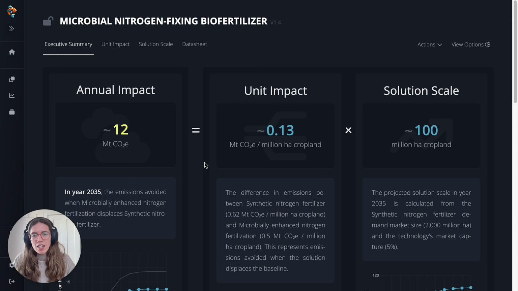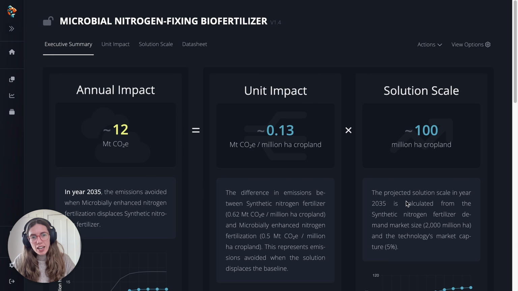In this model, down here, you can see this little description of what the unit impact is really telling you. In this case, it's the difference in emissions between synthetic nitrogen fertilizer, which is our conventional baseline, and microbially enhanced nitrogen fertilization, which is our solution. And so this represents how much emissions can be avoided when the solution displaces the baseline.